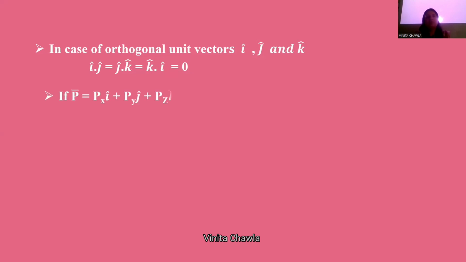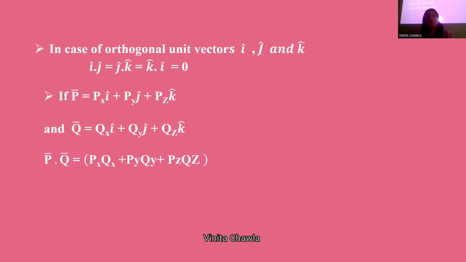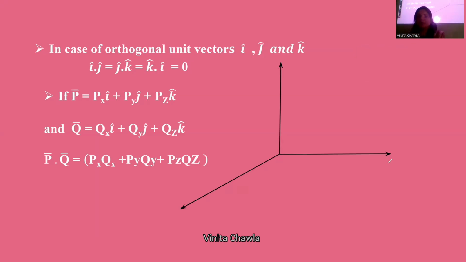So it's 0. We can write a vector like this: Px I cap plus Py J cap plus Pz K cap. And if we have another vector Q, we can write vector Q in rectangular components as Qx I cap, Qy J cap, Qz K cap. We have done this. So if we take the dot product, then we write like this. This is your x-axis, this is y-axis, and this is z-axis, with the origin. So I cap is the unit vector along the x-axis, J cap is the unit vector along the y-axis, and K cap is the unit vector along the z-axis.